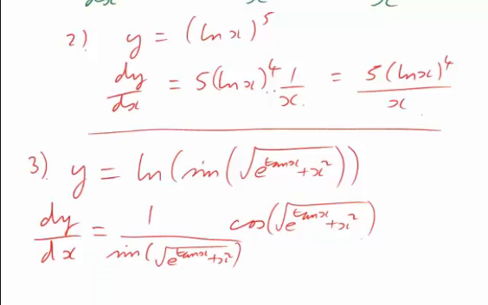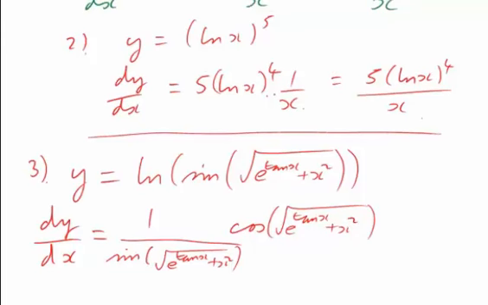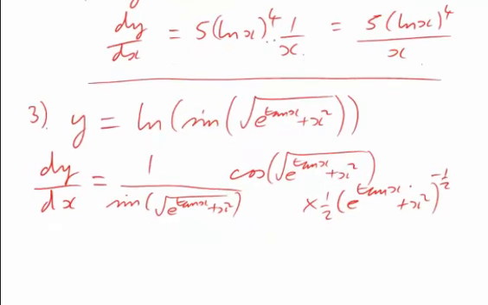There we are. Now the sine is finished. Now inside that sine is a square root. I hope you can picture that that square root is, of course, a half power. So we can use the power law on it. So multiplied by 1/2 e to the tan x plus x squared to the power negative 1/2. That's finished with the square root.